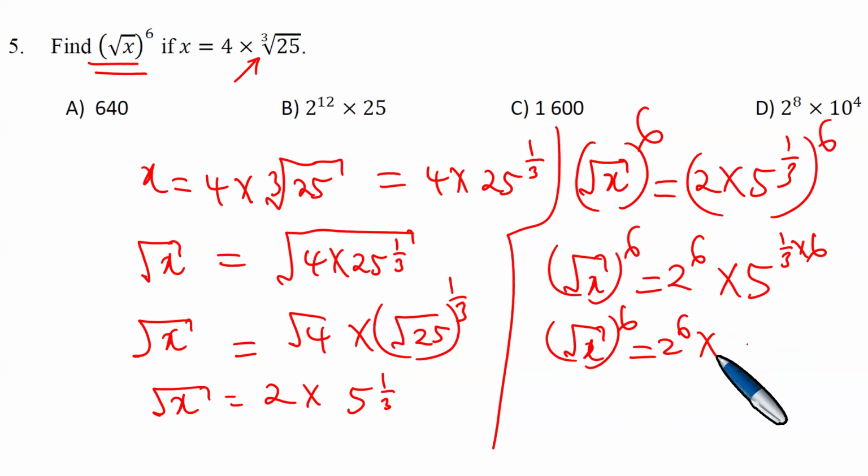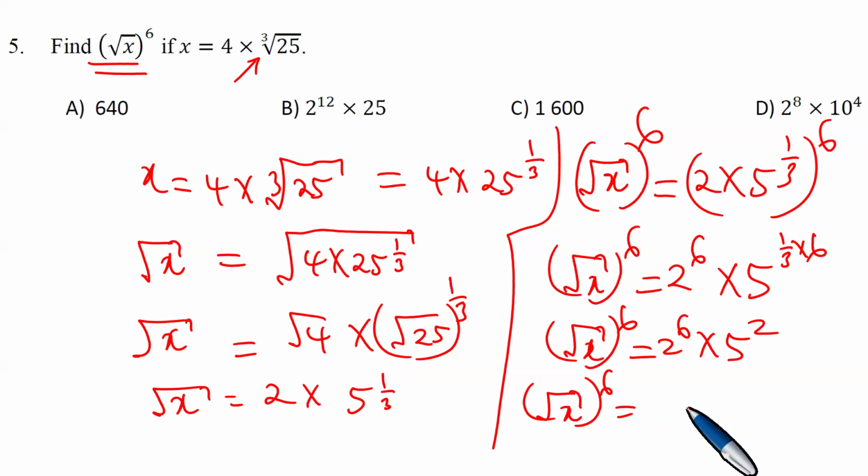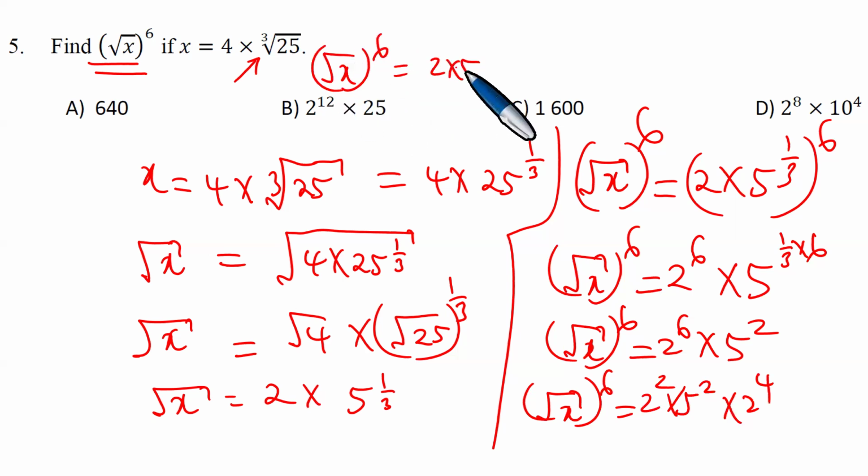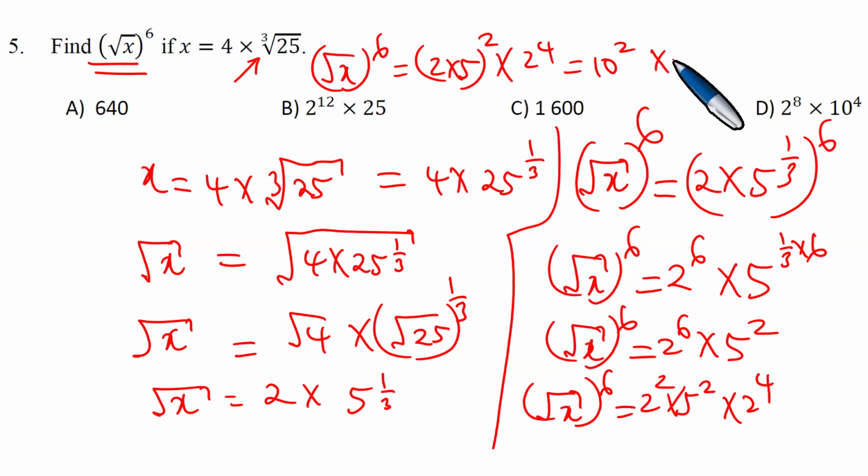What is 2 to the 6th power? 5 to the 2nd power. Okay, because if you divide 6 by 3, you get 2. What is 2 to the 6 times 5 squared? Remember you have no calculator in this exam. So you can do 2 squared, 5 squared, and then 2 to the 4th power. It doesn't matter, you can do it your way. Which is 2 by 5, to the 2nd power, 2 to the 4th power. What is 2 by 5? 10 squared. 2 to the 4th power is 16.